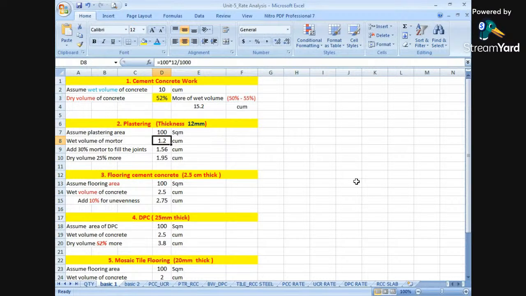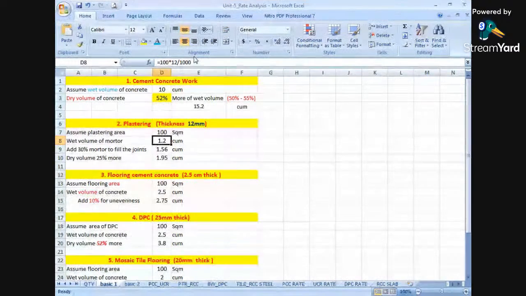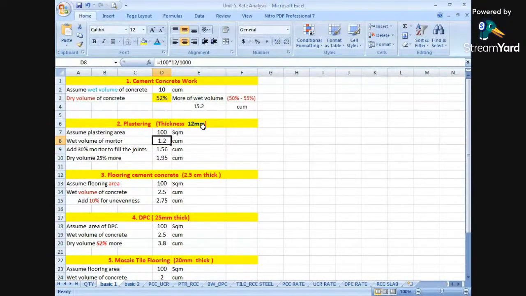Here you can see at the top, 100 multiplied by 12 divided by 1000. Why have I divided by 1000? Because we are converting this 12 mm into meters. So it comes to be 1.2 cubic meters.